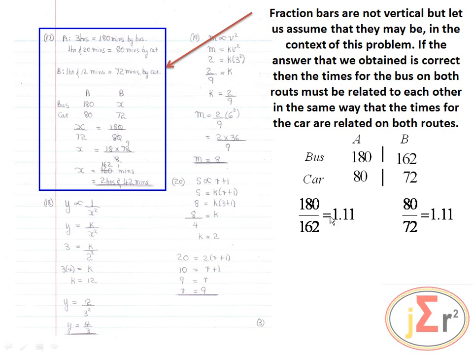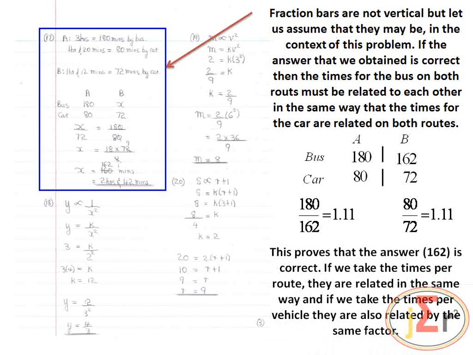So there we have 180 divided by 162. The result is 1.11, and the 1 is recurring. And we also have the same when we divide 80 by 72.